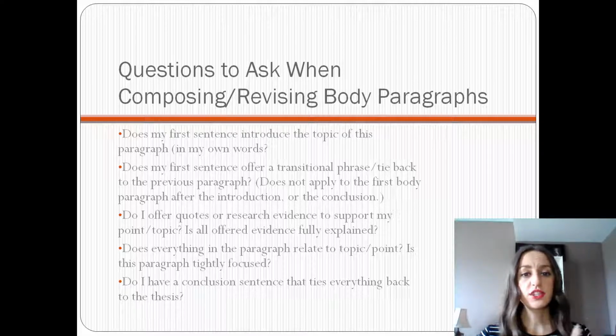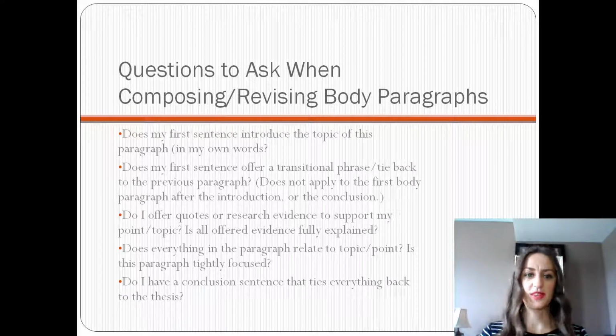One, does my first sentence introduce the topic of this paragraph in my own words, right? You're not quoting anyone else. You are just clearly stating the new topic of your paragraph. It means you've identified the new topic of your paragraph.